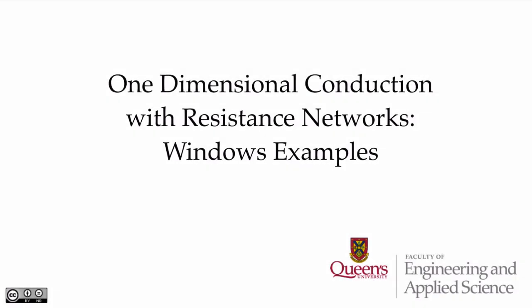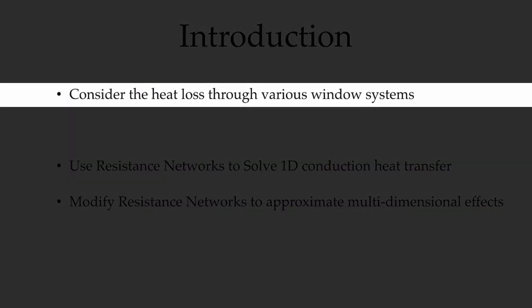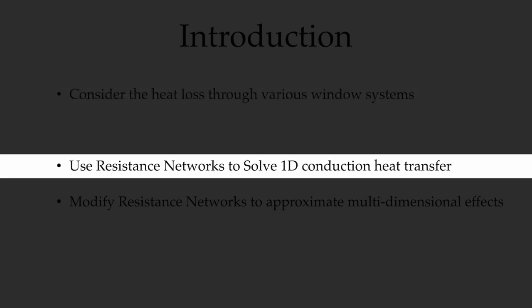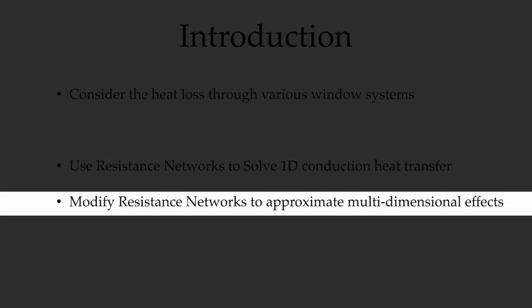In this video, we're going to look at one-dimensional conduction with resistance networks, and we're going to apply this to things that we see around us every day, and those are different examples of window systems. So we're going to look at the examples for different window systems. Of course, we're going to use resistance networks to solve these 1D conduction heat transfer problems, and then we're going to look at how we can modify the resistance networks to approximate multidimensional effects.